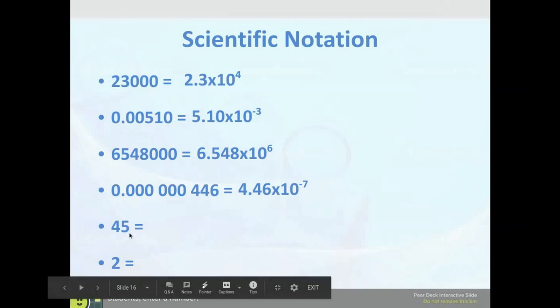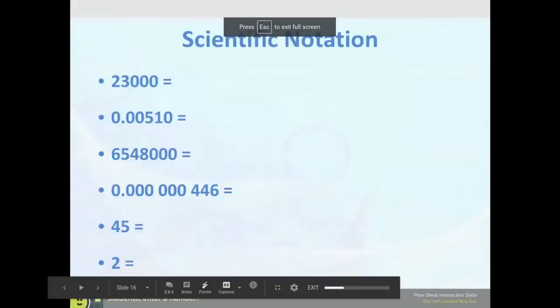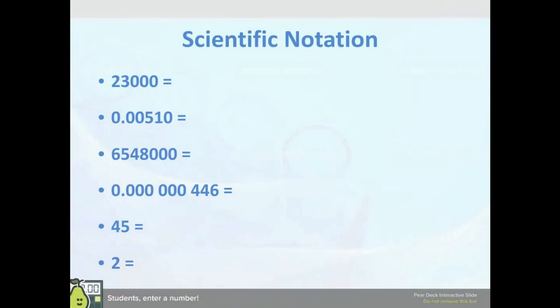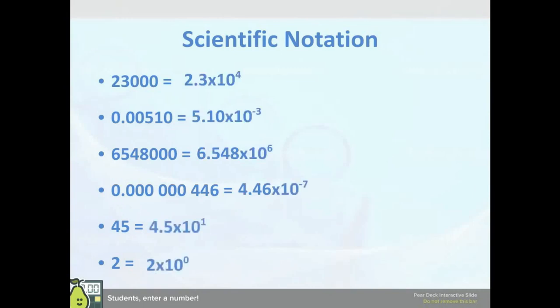45 looks like it's fine, but we can still put that in scientific notation. So we'll just move it 1 spot because there can only be 1 digit in front of the decimal. So 4.5 times 10 to the 1. What about this 2 at the bottom? So it looks like it's fine, but we can still put that in scientific notation. The decimal is understood to already be after the 2, so we don't have to move it. So when we look at that exponent, it's going to be a 0. So we would just put 2 times 10 to the 0.